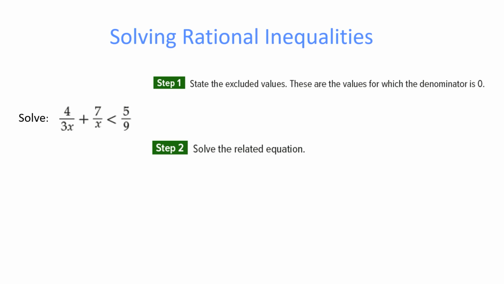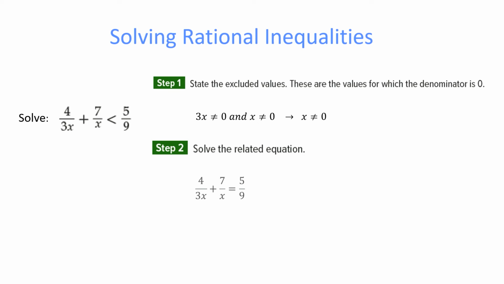So let's look at the problem now, and how we would solve it using the steps. So first step, what are the excluded values? Well, in this case, there's only one excluded value. x cannot be 0. We look at the denominators with x and solve them to equal 0. In this case, we get the same solution. x cannot be 0. Now we want to solve the related equation.